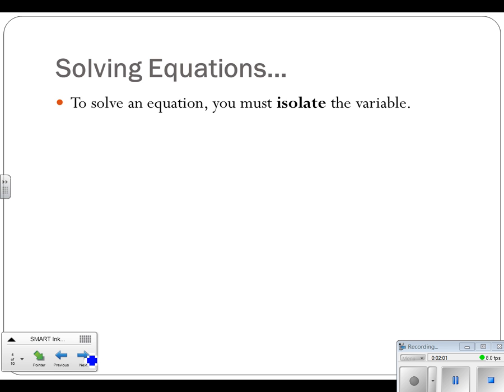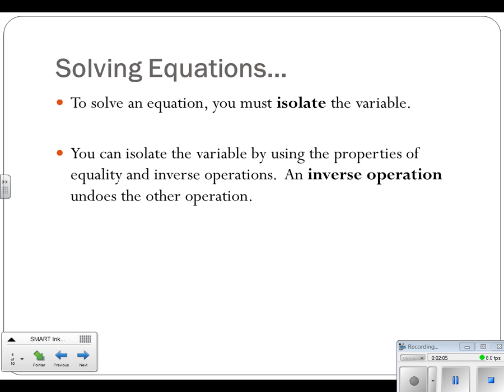To solve an equation, you must isolate the variable. You can isolate the variable by using the properties of equality and inverse operations. An inverse operation undoes the other operation. So if we have addition, the inverse operation of addition is subtraction. They are inverses of each other. They're opposites. If we see multiplication, the inverse of multiplication is division, and vice versa. The opposite of division is multiplication.